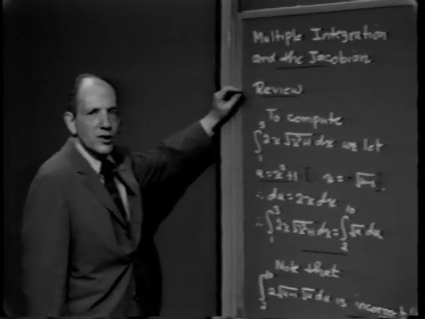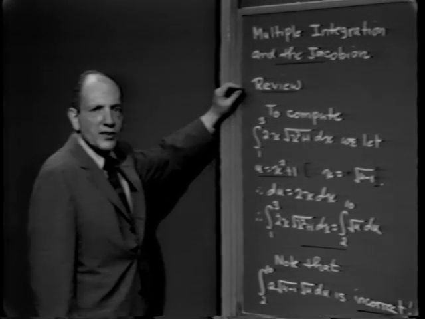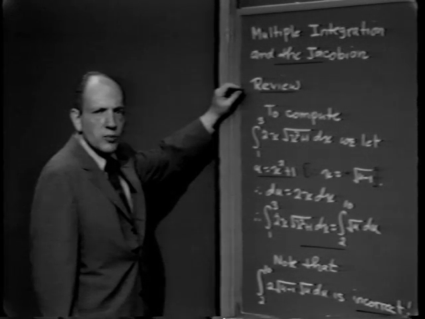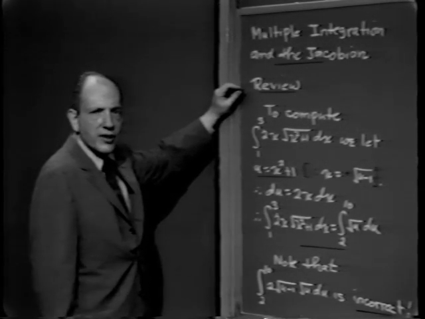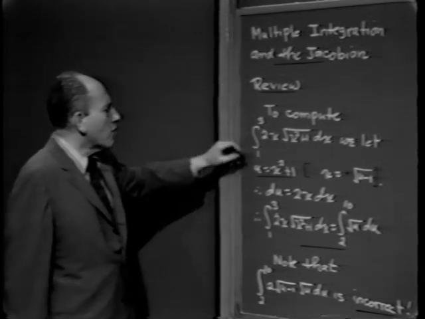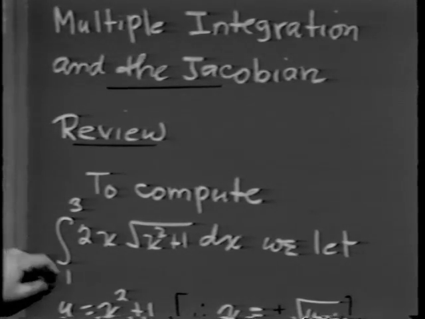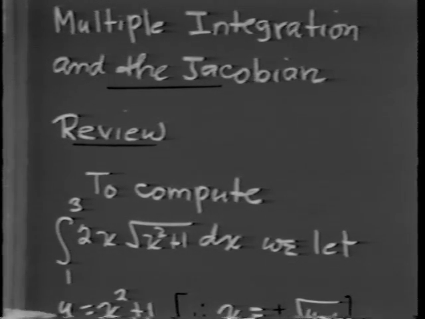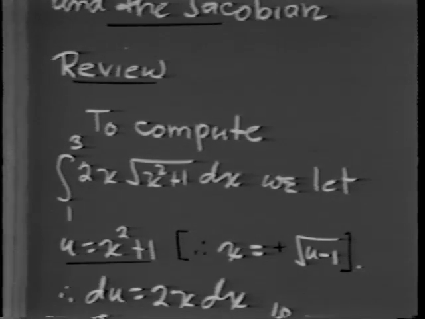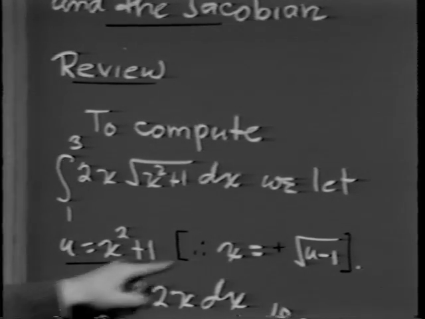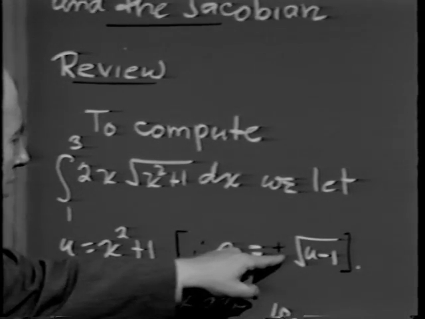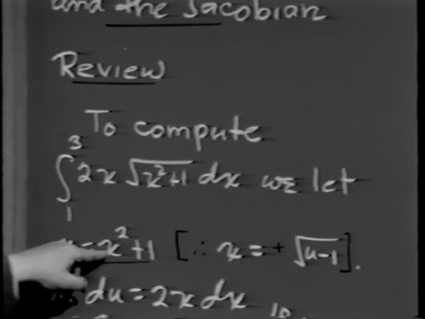And by way of review, let me pick a problem that we've solved in the past in great detail, but perhaps from a slightly different perspective that will lead into where the Jacobian matrix and the Jacobian determinant comes from. Recall that when we wanted to compute the definite integral from 1 to 3 of 2x square root of x squared plus 1 dx, we made the substitution u equals x squared plus 1. Or, inverting this, x equals positive square root of u minus 1. And I emphasize the positive to point out that in general, the inverse of a squaring function is not 1-to-1.